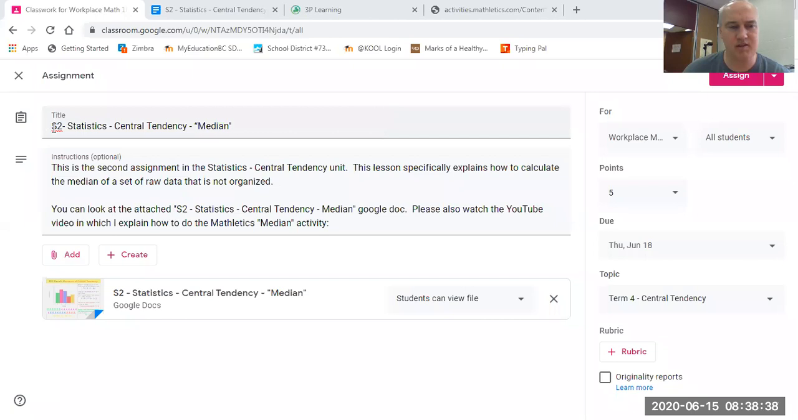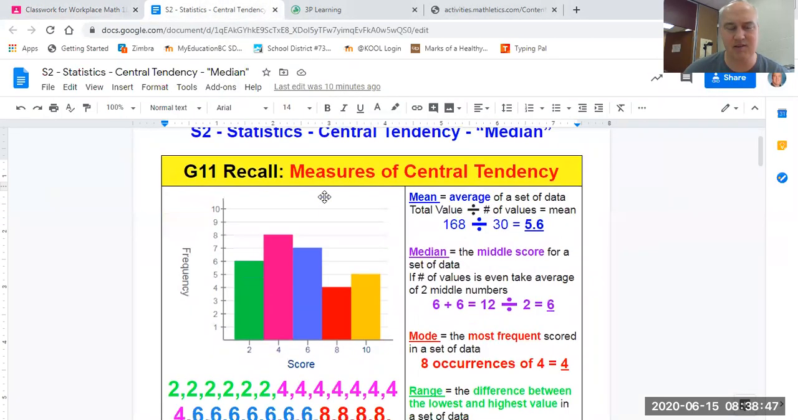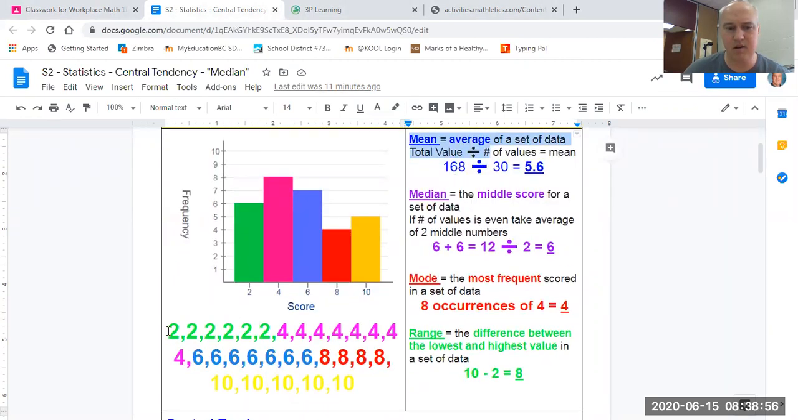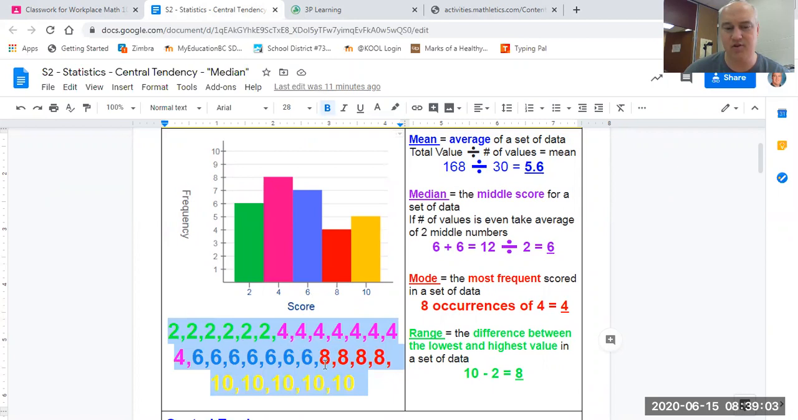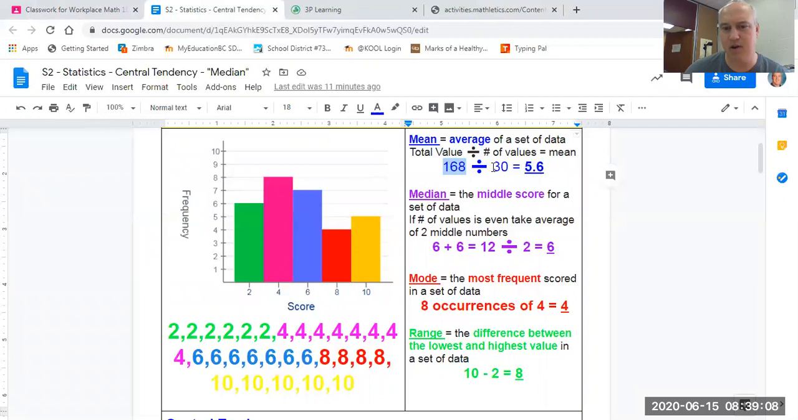So what you can see is that we're going to have a lesson in Google Classroom called S2 Statistics Central Tendency Median. And if we get into this lesson here, just as a quick review, last day we talked about the mean, and the mean once again is the average of a set of data. So basically if we take all of these numbers, and in this case we have 30 numbers, and we add each of these individually up, they arrive at 168. We then divide that by the number of numbers we had, which was 30, to get 5.6.